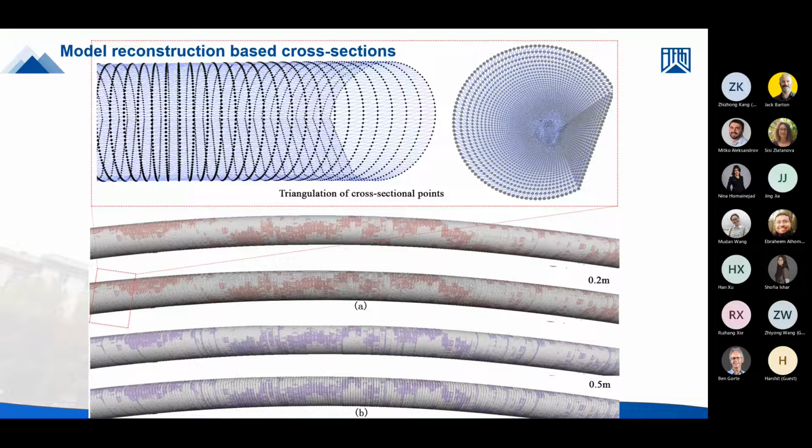So we have the time lag, right? Yes, this is the model reconstructed based on cross sections. This is the model we reconstructed from the cross section. First, we have the cross-sectional points, and triangulation is used to construct the model for the whole tunnel.